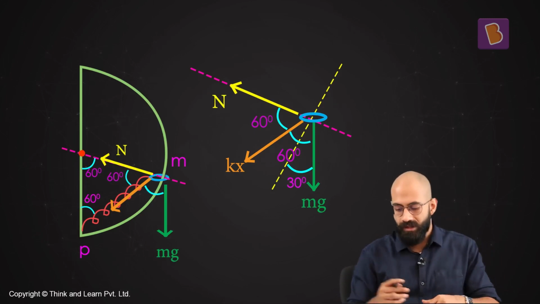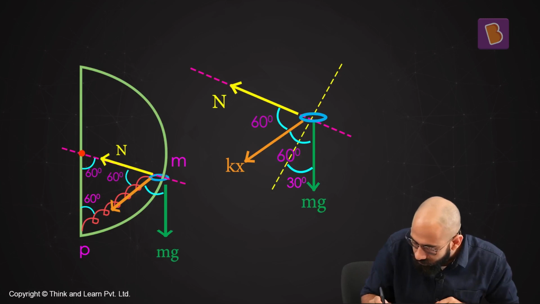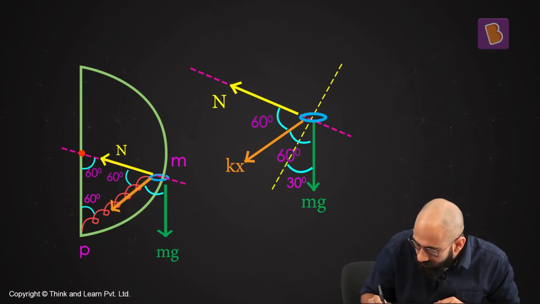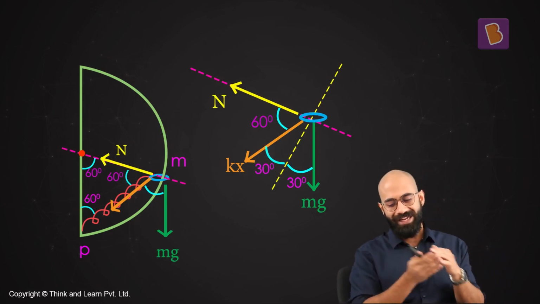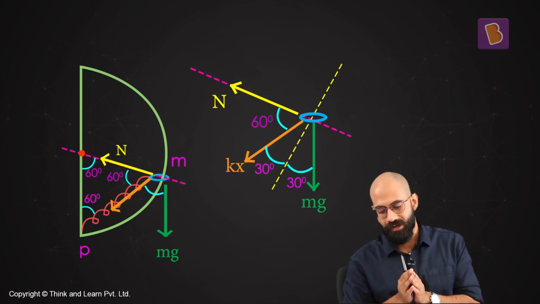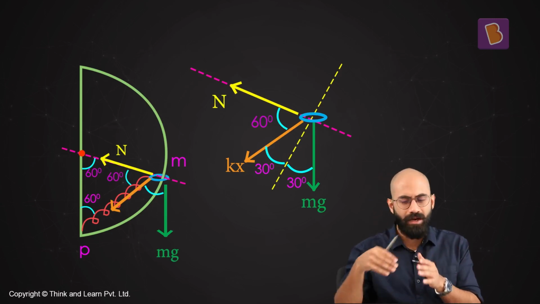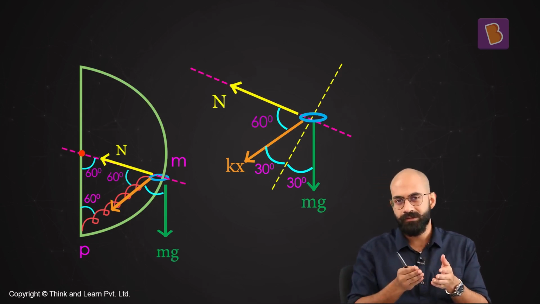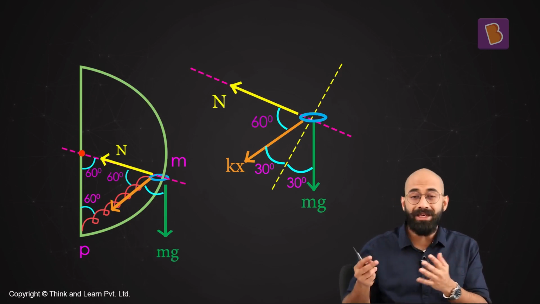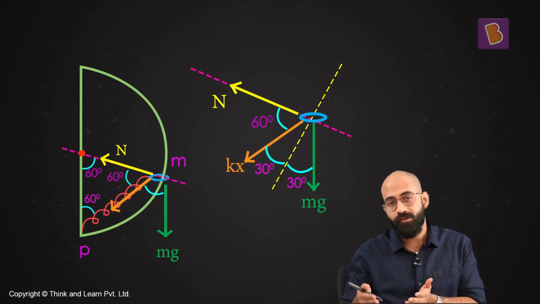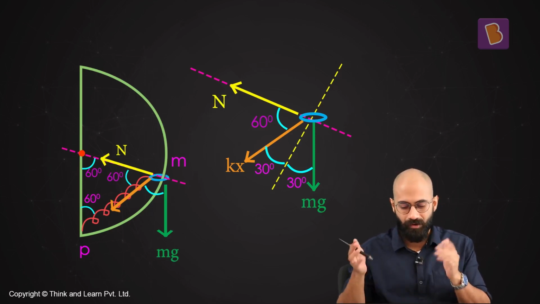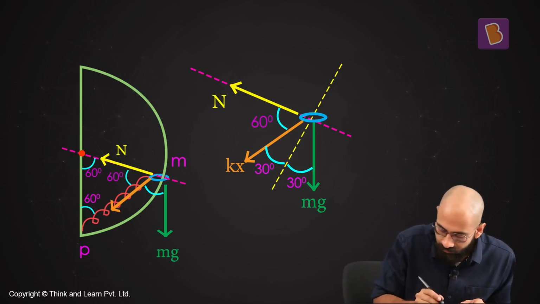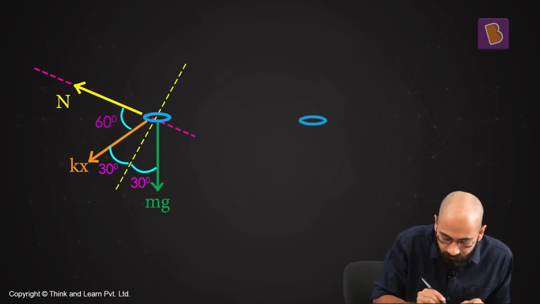Okay, fine. That means this angle is also 30 degrees. Correct? The angle that kx makes with the tangential direction. Any confusions? Because that whole angle is 60 degrees, we know this is 30, this is 30. And why is this important to us? Because we need to resolve the vectors. We need to find the components of mg and kx in these directions. Okay, so let me draw that over here. It will become more clear.